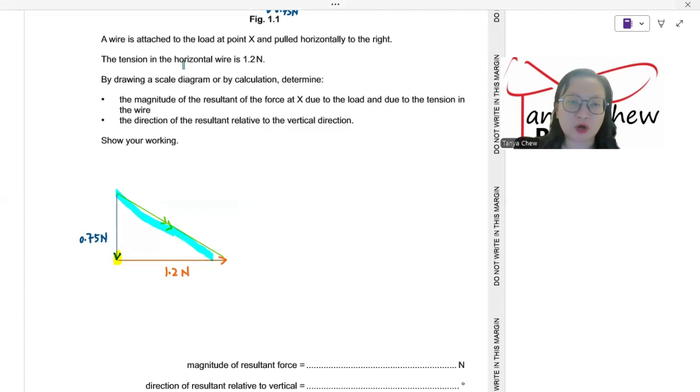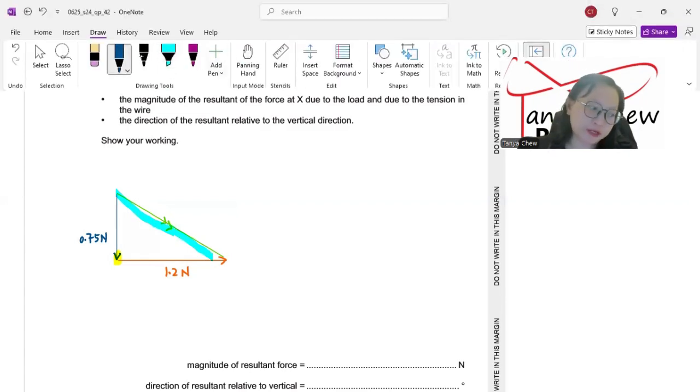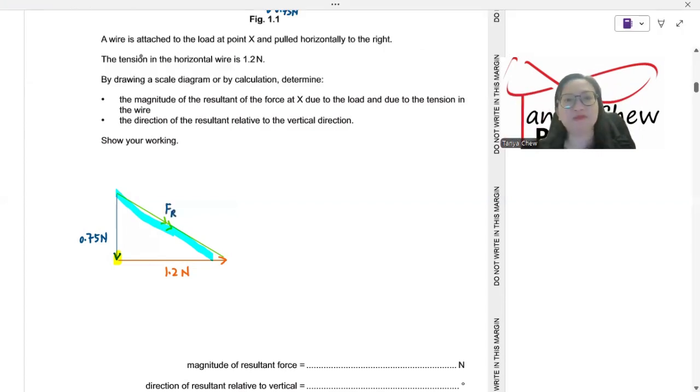So since I didn't draw my scale diagram, therefore I need to perform calculation. So this calculation is related to Pythagoras theorem. So do you still remember Pythagoras theorem? You are supposed to find resultant forces here. F resultant. Whenever you draw a vector for resultant force, please make sure that you put two arrows. Right, so this resultant force is a hypotenuse. So how do I do?